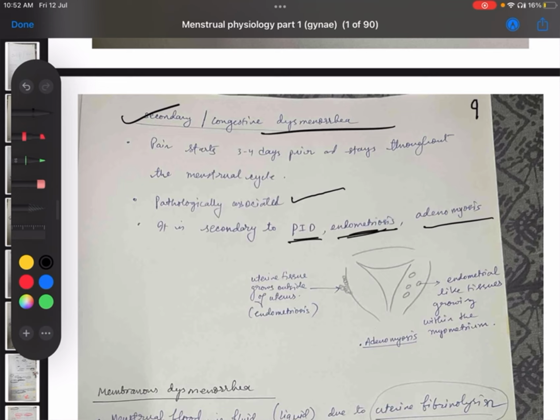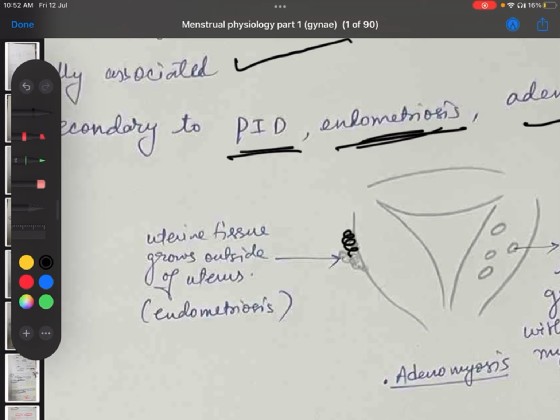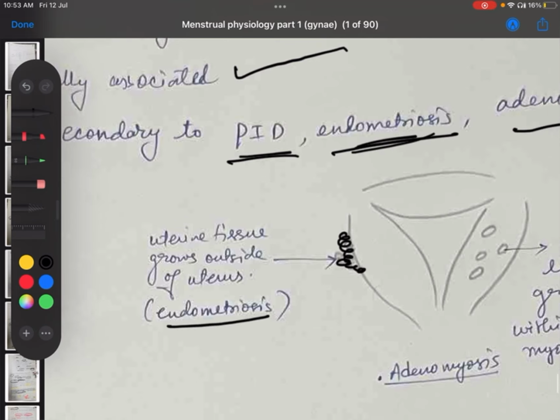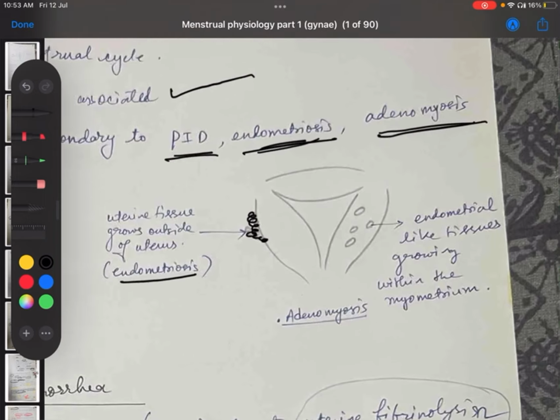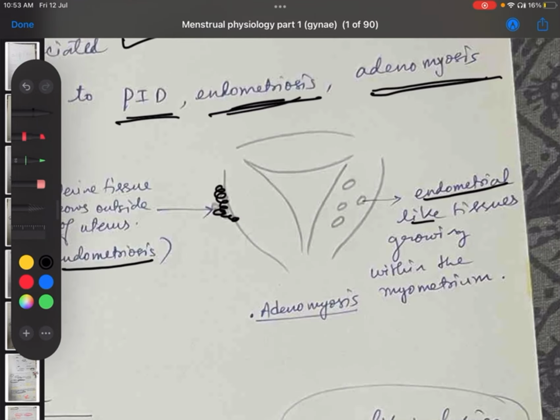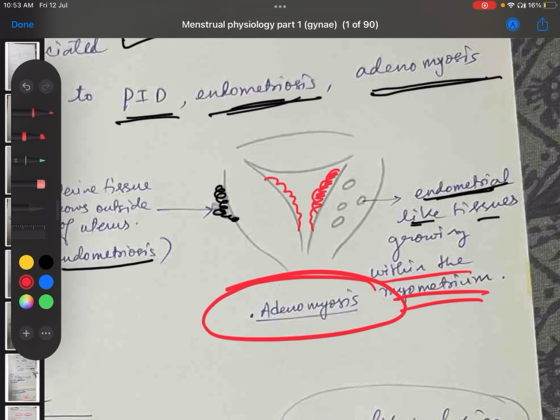Endometriosis is what? This is a diagram of the uterus where some uterine tissues are growing outside of the uterus. You can see some uterine tissues are growing outside of the uterus. This is called endometriosis. And what is adenomyosis? Adenomyosis is the endometrial tissue, endometrial-like tissues. Endometrial-like tissues means what? Here the endometrium grows. So these endometrial-like tissues keep growing within the myometrium, which is called adenomyosis.